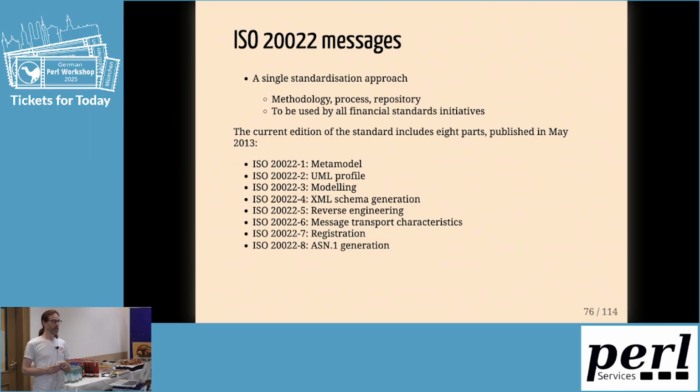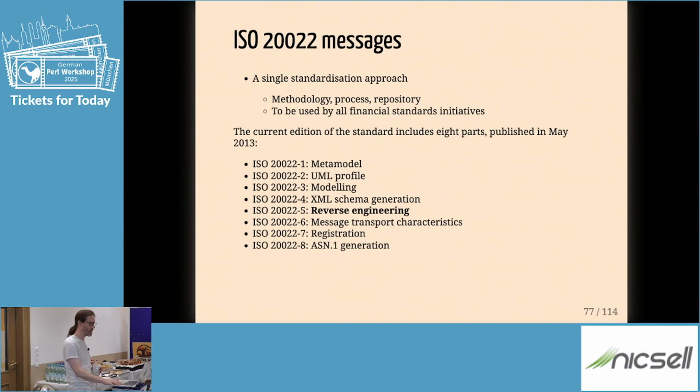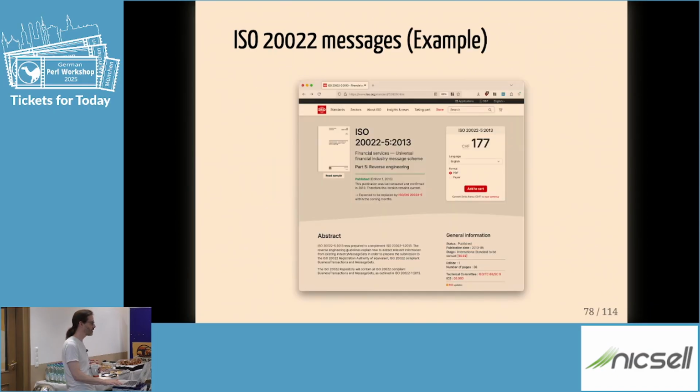UML profile, we can kind of maybe see where this has come from. XML schema generation. Reverse engineering, what? So they have a standard to describe how you can reverse engineer other standards so they can be written for their standard. I told you some of the history was difficult to put together of this kind of stuff. So they've literally written a standard which you can get for 177 Swiss francs to figure out how to reverse engineer other standards. This is another meta standard.